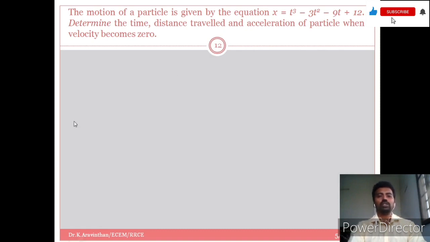Here the motion of a particle is given in terms of an equation. Here the distance s is given as x. So an object which is traveling in a path with this equation. Each and every object in this universe has its own equation. This is the scientific part of mechanics. For each and every object, you have a definite equation. So if we identify the equation of the object, you can solve many unknowns.